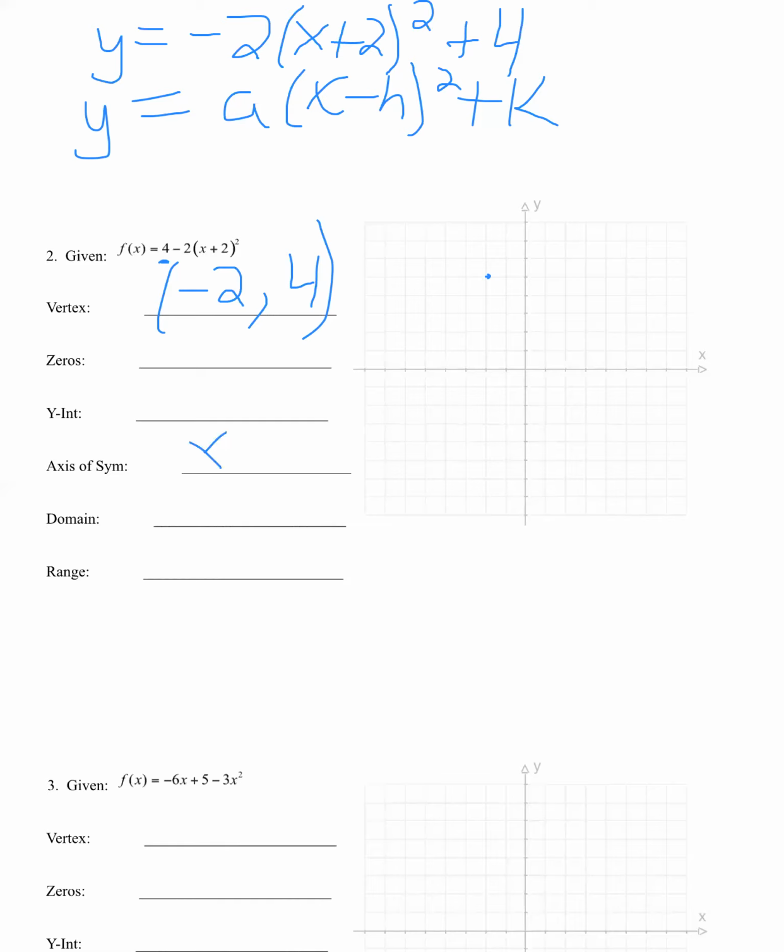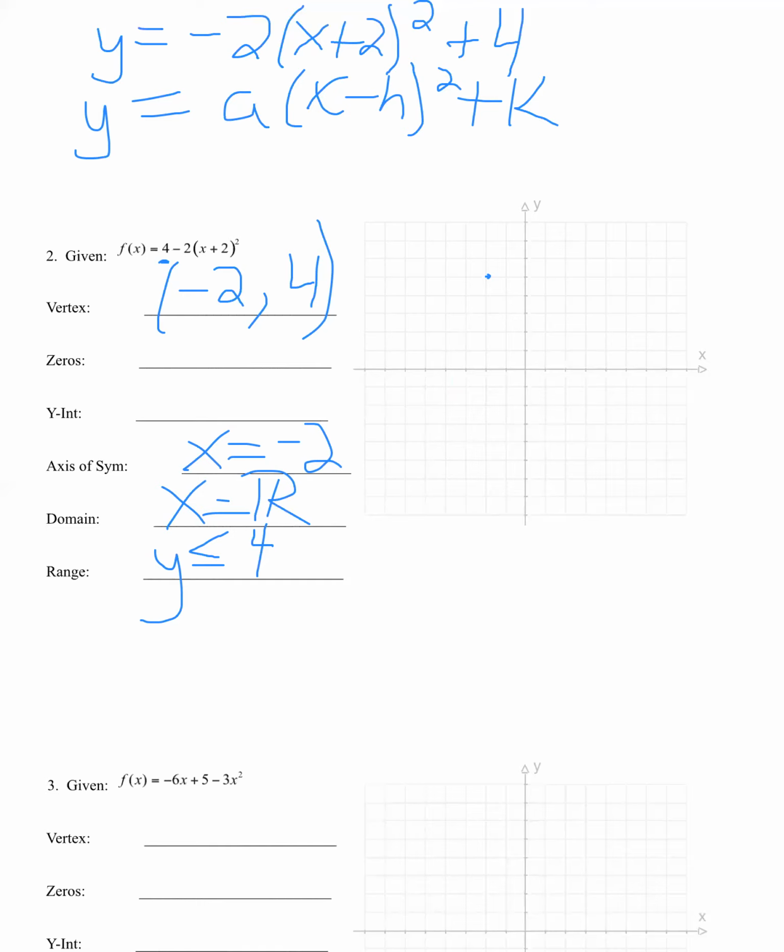So let's see what else we can fill in right here. I know the axis of symmetry is going to be x equals -2. Since it's going down, that means the highest I'll ever get is that +4, and then I'm going to have everything underneath it, because my graph is going to look something like that. So I know the range is going to be y is less than or equal to +4. Domain, again, is all reals.